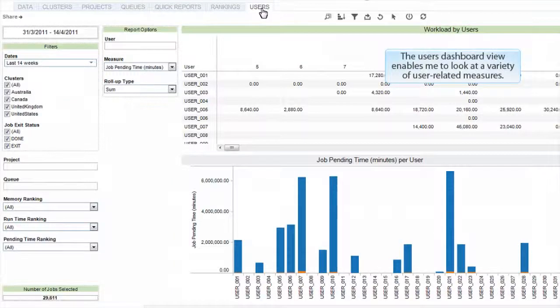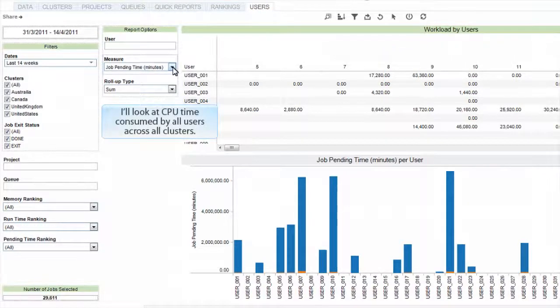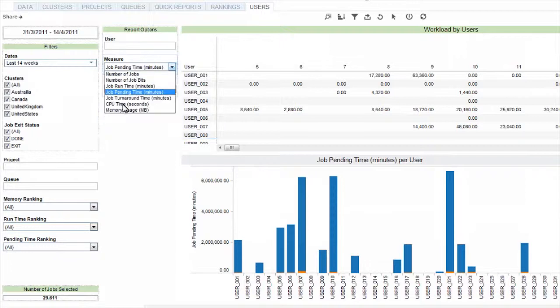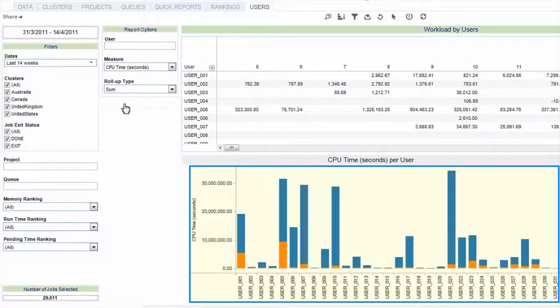This view allows me to get granular and look at a variety of user-related measures by cluster, project, and queue. It also allows me to restrict my analysis to particular buckets, jobs that use various amounts of memory, long-running jobs, short-running jobs, and so on. I'll look at total CPU time consumed by all users across all global clusters.